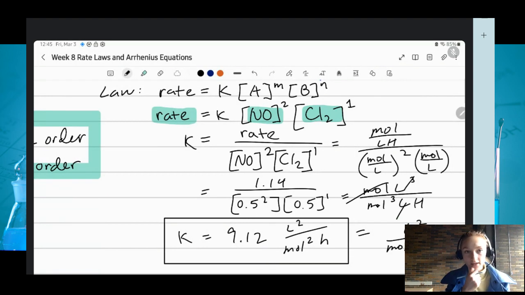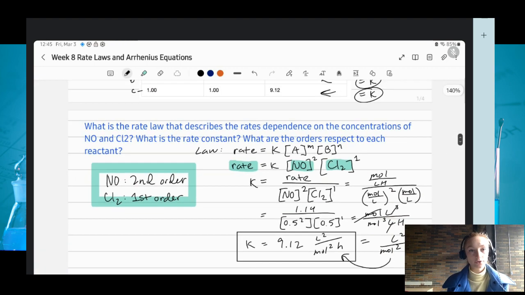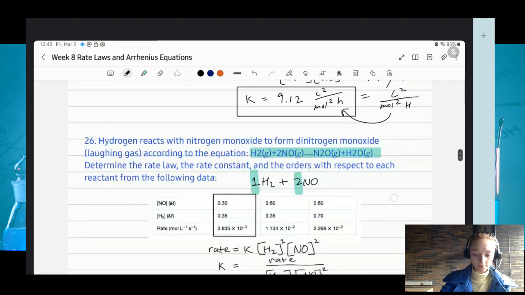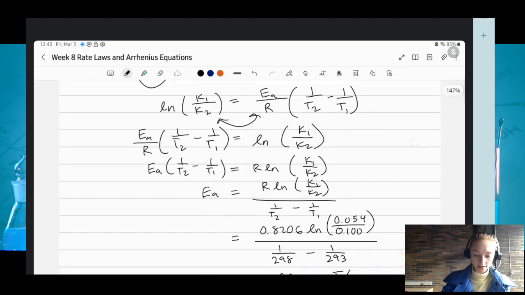So just things like that, just making sure that your units check out to whatever it's asking for, is really a good idea. But other than that, that is all that I have for you today. Let me leave up the last problem that we solved so you can look at that still.